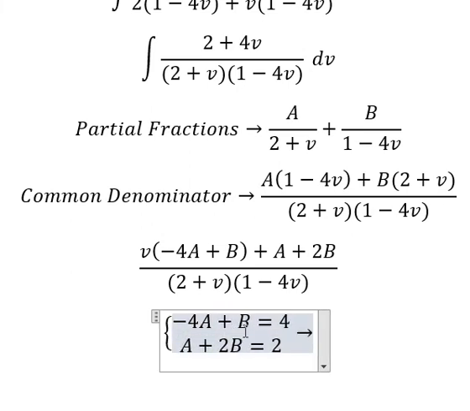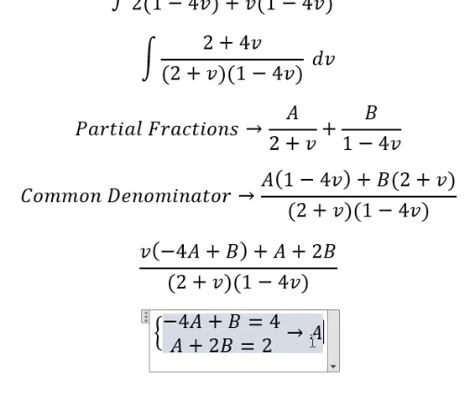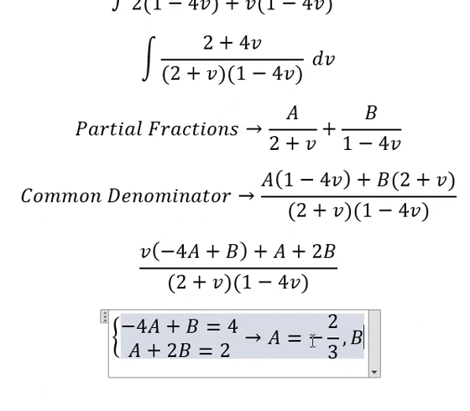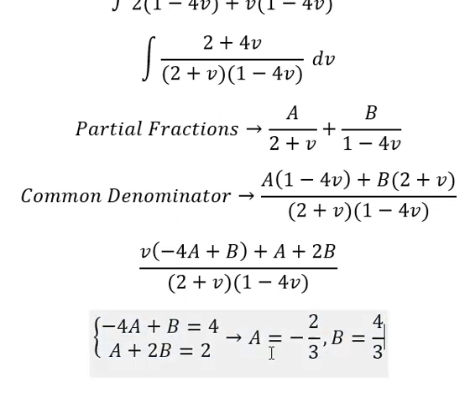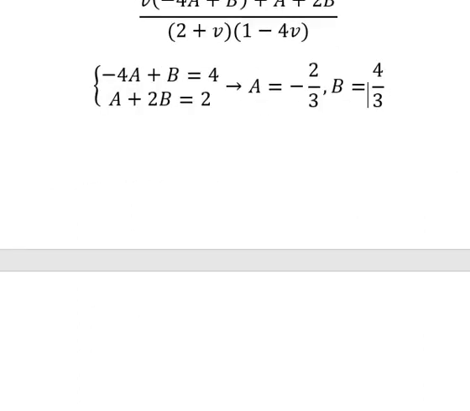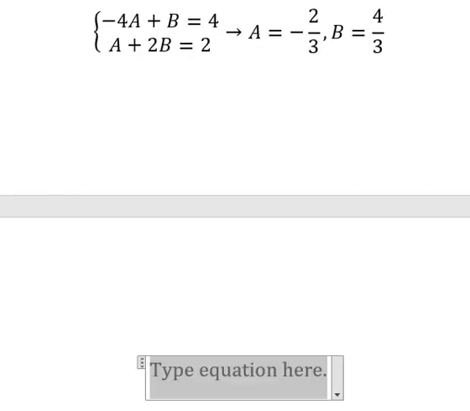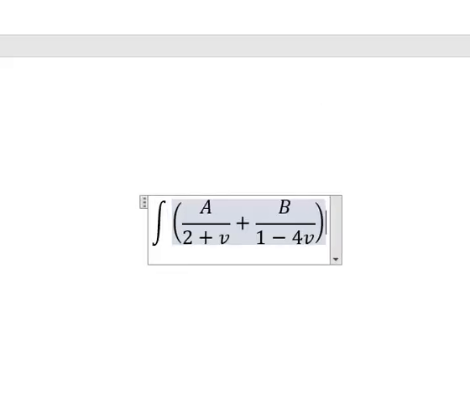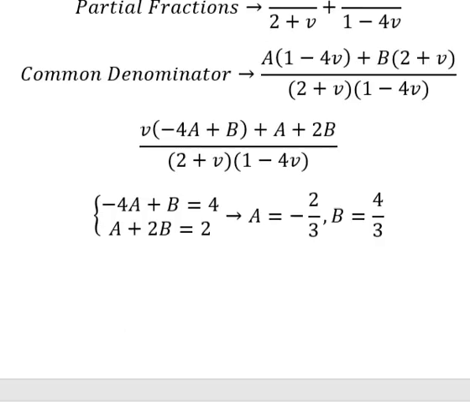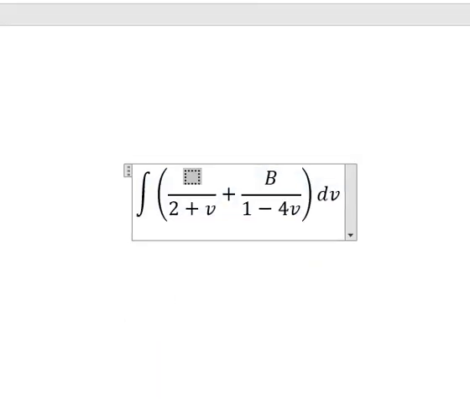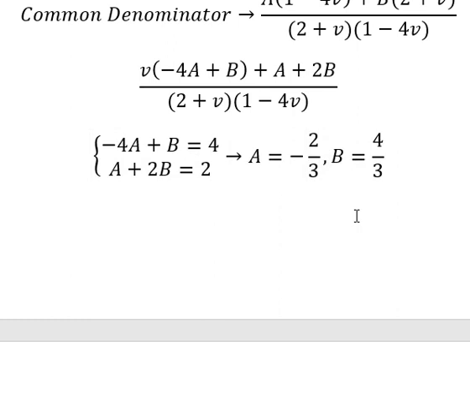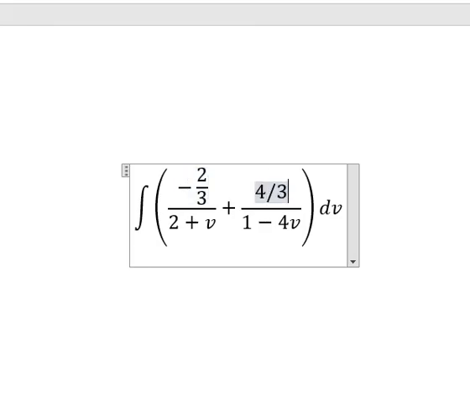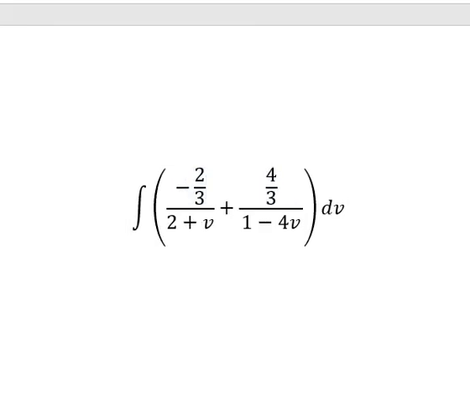Now we need to find the solutions of A and B. So A equals to negative number 2 over 3, B equal to 4 over 3. And now I will put A and B going here. So A equals to negative number 2 over 3, B equals to 4 over 3. And now we have the final answer.